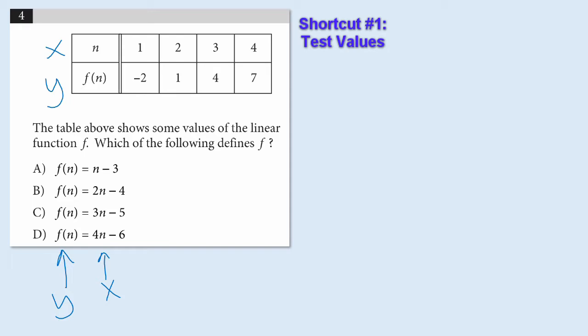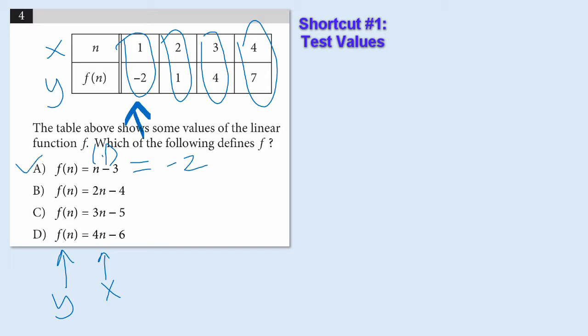So I can test the pairs, and if a pair of values does not work in an equation, then I know I can eliminate the equation. Let's look at this first pair, 1, -2. So I'm going to take 1 for the value of n and see whether that equals -2. Well, 1 minus 3 is -2 in the first equation, so A seems viable.